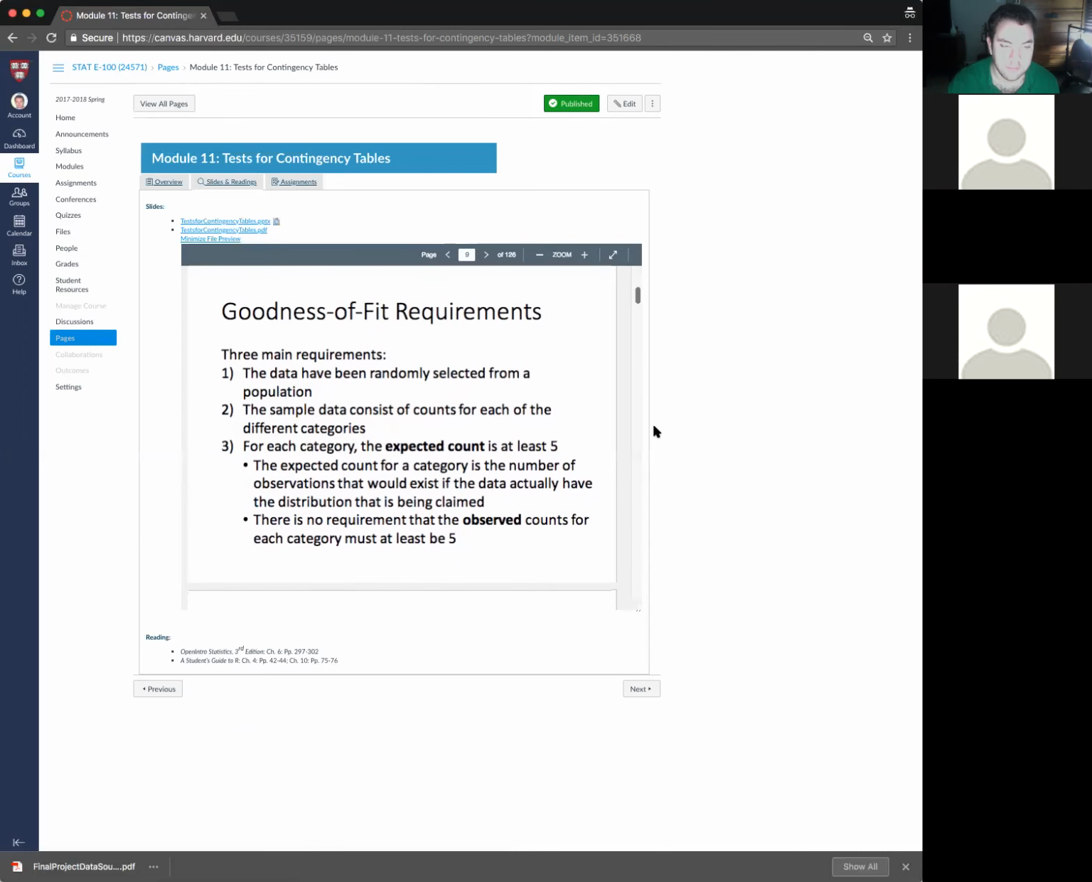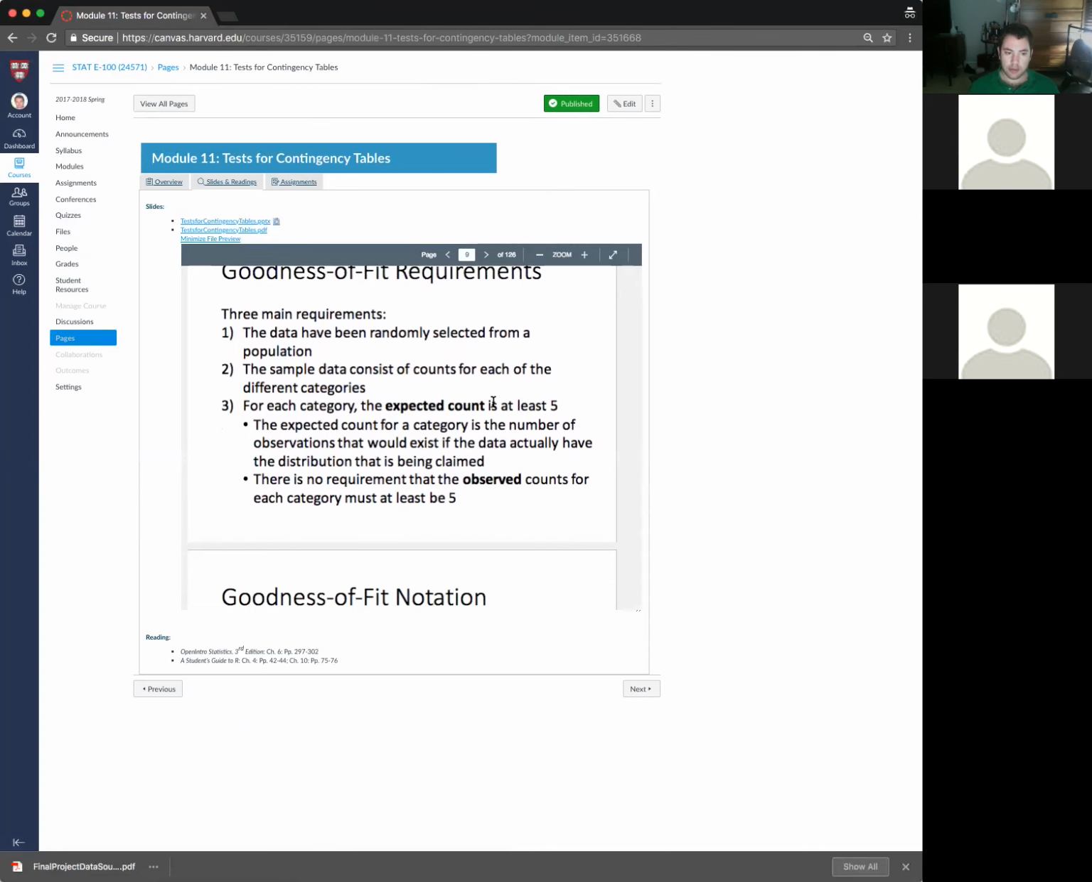And for goodness of fit, our requirements to run a goodness of fit test are, first, that we have randomly selected data from a population. Second, that the sample data consists of counts for each of the different categories. And third, that the expected count will be at least 5.